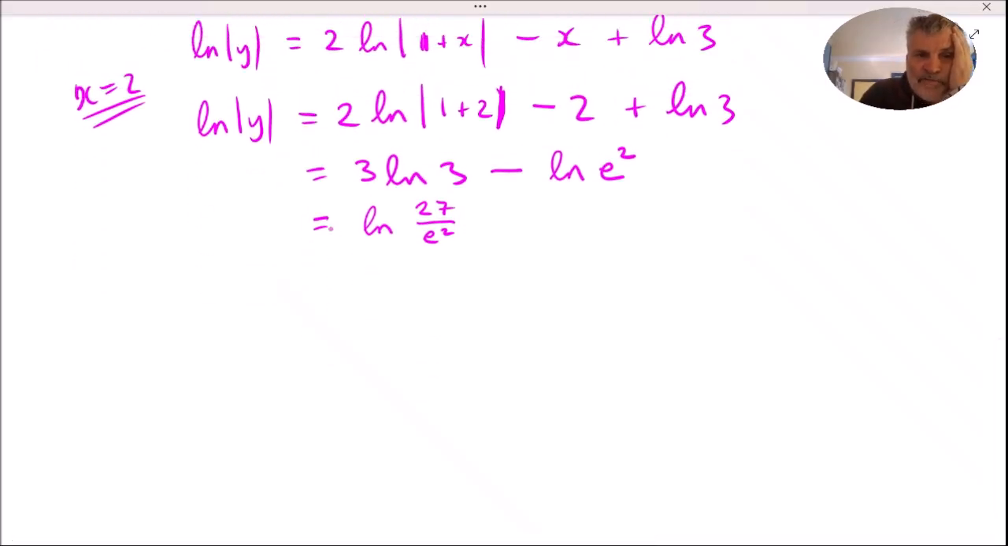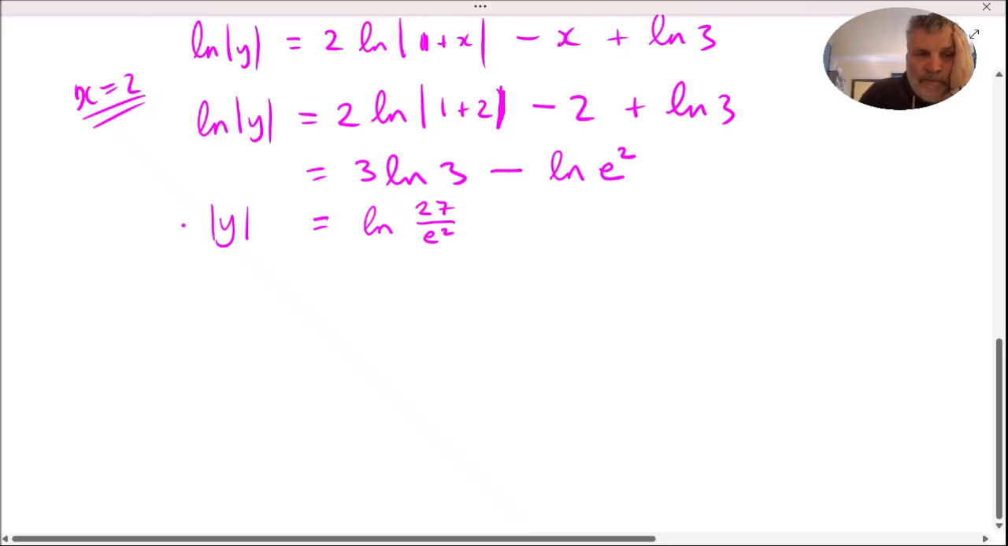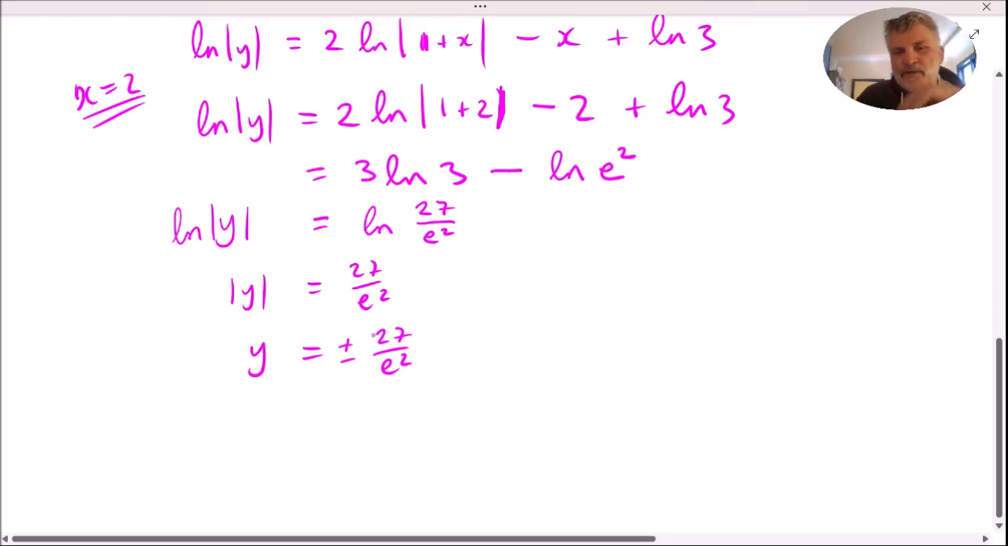Now we can take exponentials of both sides to get rid of the logarithm. I didn't write that very neatly. Not that I write everything else neatly, but at least hopefully you can read some of it. So that means the absolute value of y has to equal 27 over e squared, and that means that y is either positive or negative 27 over e squared. You could get a calculator and put in the value of e and get an answer out of that, but I'm leaving it like that with a nice e number in there.